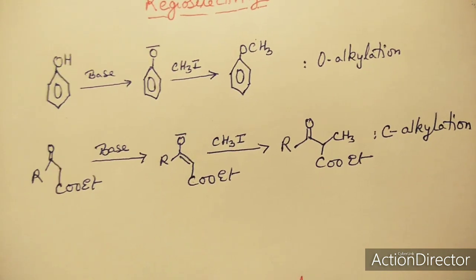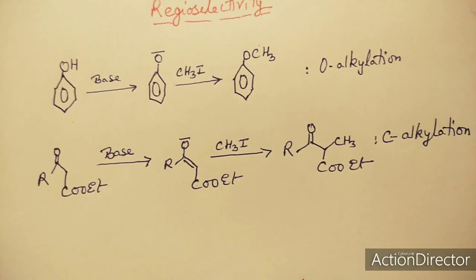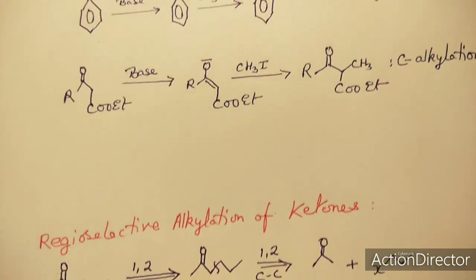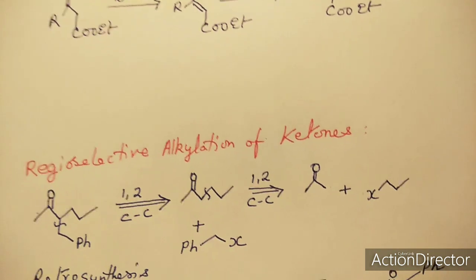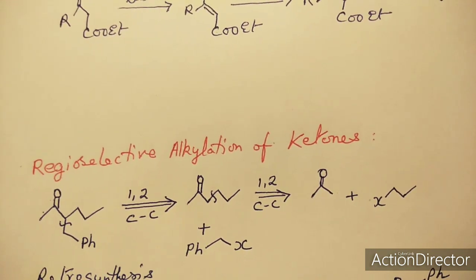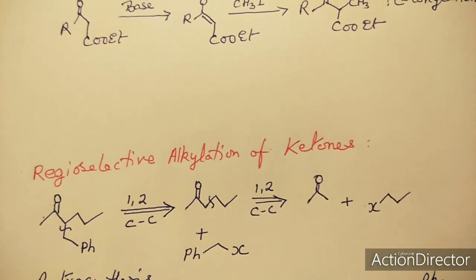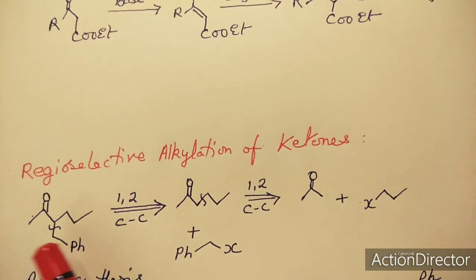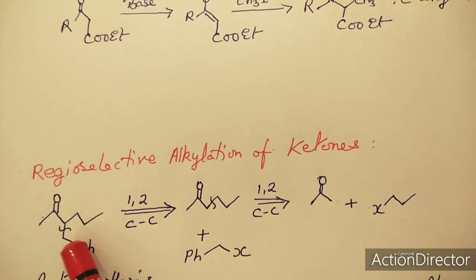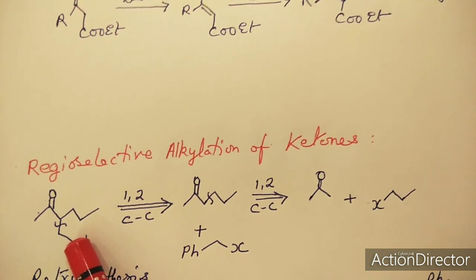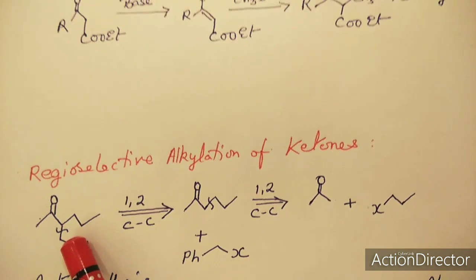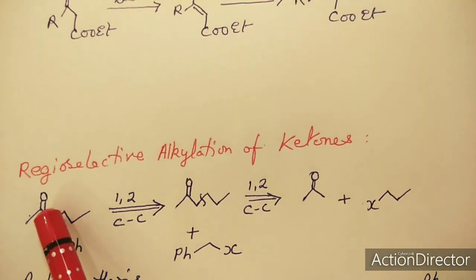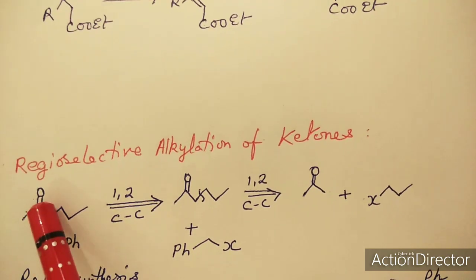Let's move on then to the regioselectivity in alkylation of ketones, as to how regioselectivity plays an important role, because we can get different compounds if there are regioselective issues. For example, if this is our target molecule, this carbonyl compound with CH2C6H5 at this position, how can we synthesize it?